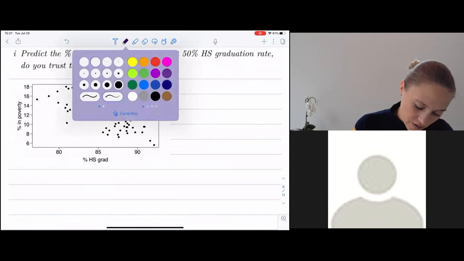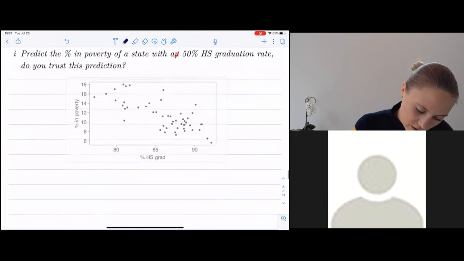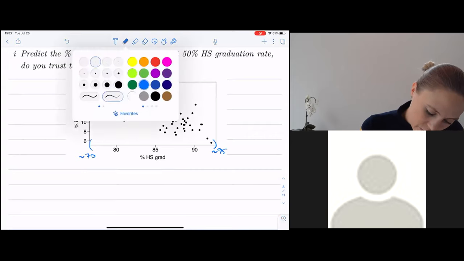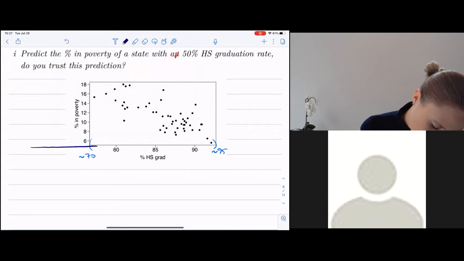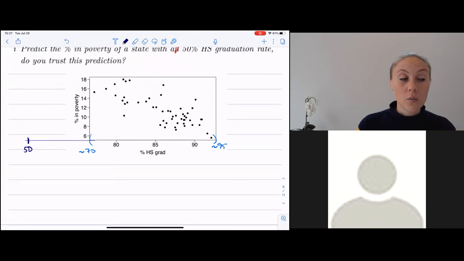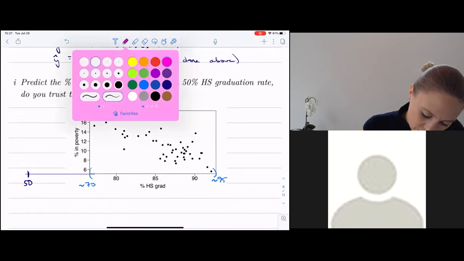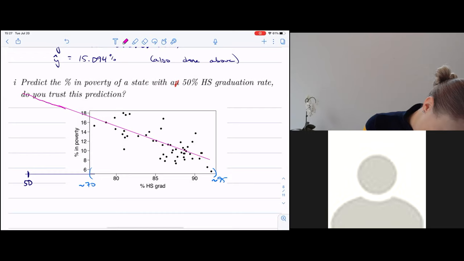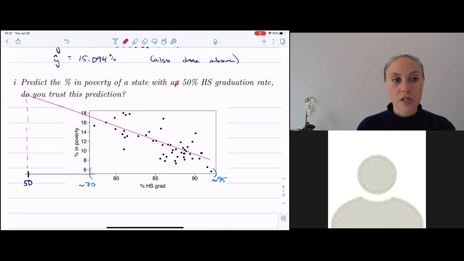Okay. So if we think about our range of data, it goes from roughly 70 to about 95-ish, right? Of course, our scale keeps going. And so maybe 50 would be somewhere out here. We can still do that, right? We can have our line, which we found earlier, maybe looks like this and kind of keeps going.